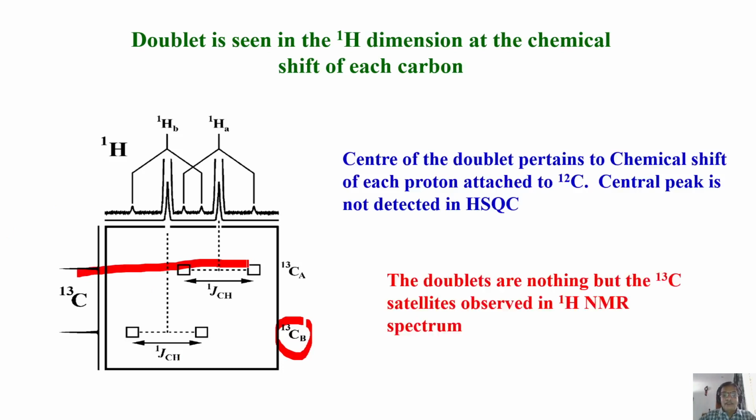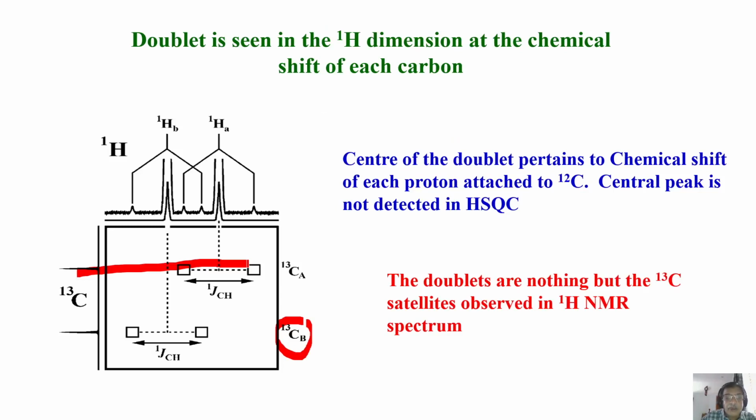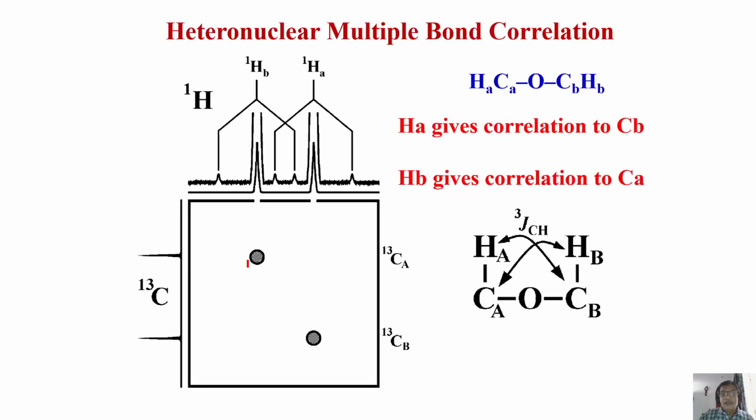Okay, so you get this thing. And these doublets are nothing but carbon 13 satellites. Now, okay, we'll talk about HMBC now. What will happen to the HMBC? We'll see quickly, we'll do that, although time is up.